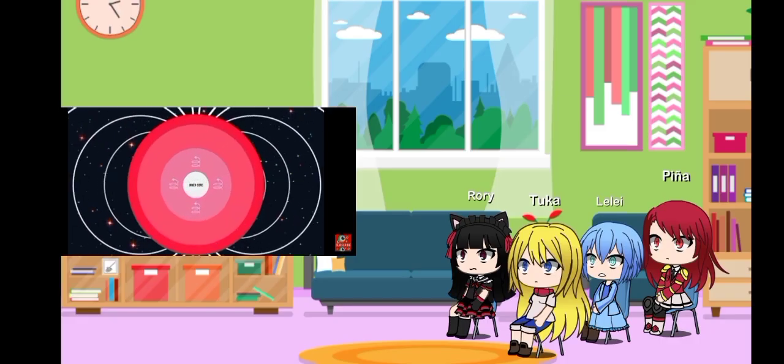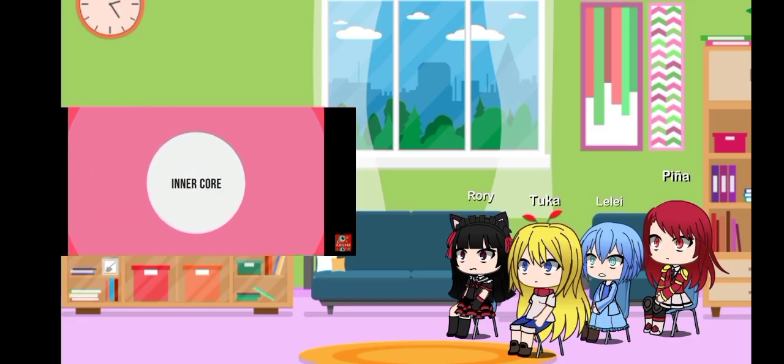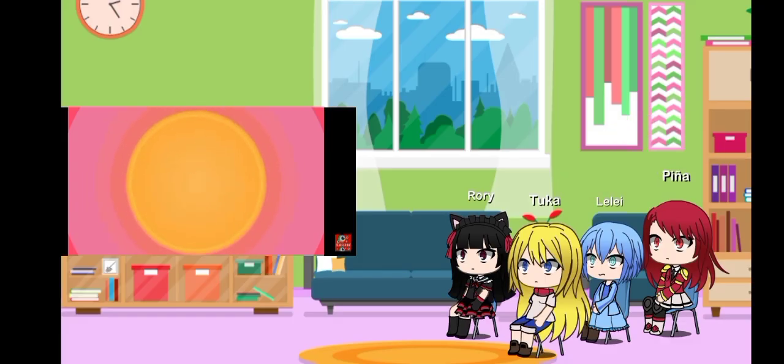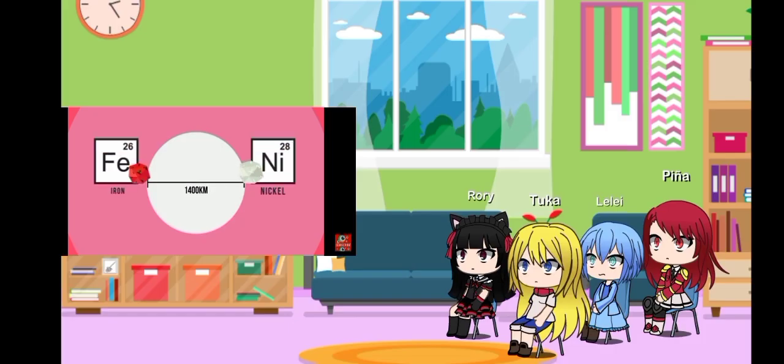The inner core is the hottest part of the Earth, with temperatures between 5,000 to 6,000 degrees Celsius. That is as hot as the surface of the Sun. It is roughly 1,400 kilometers thick and is also primarily iron and nickel. The air pressure here is 3 million times that of sea level, which causes the core to become solid metal.